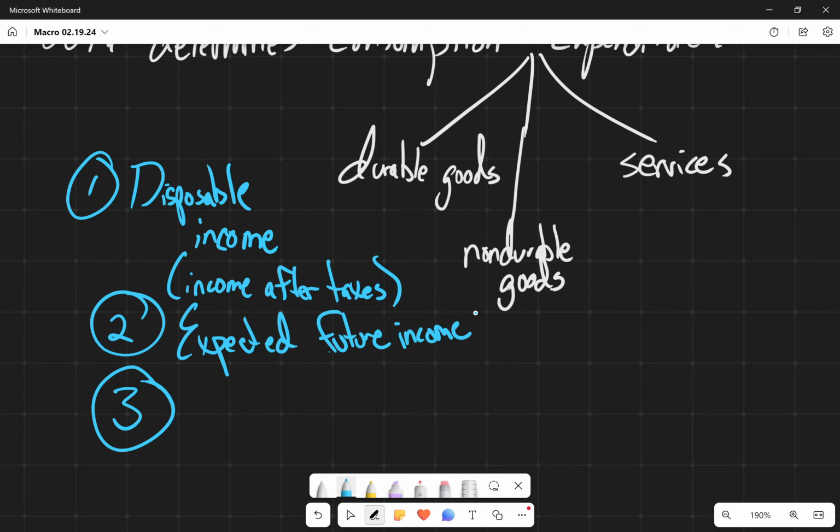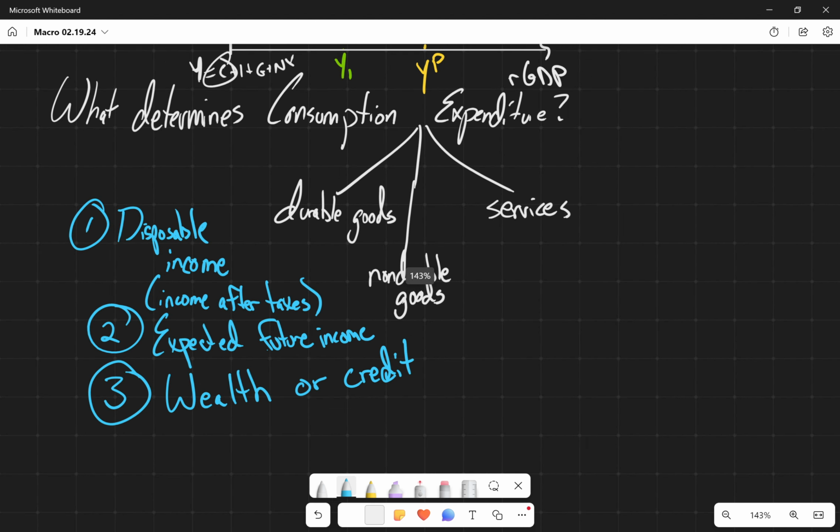And the third one is your overall level of wealth or your level of debt and your credit, which I guess is just another way of saying your level of debt. But also your credit ability is usually lumped in with your wealth when you're talking about determining consumption expenditure. So that's what determines consumption expenditure.